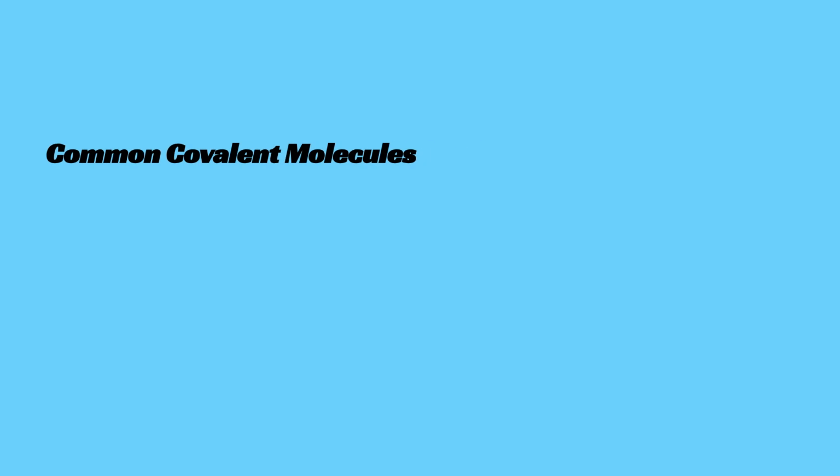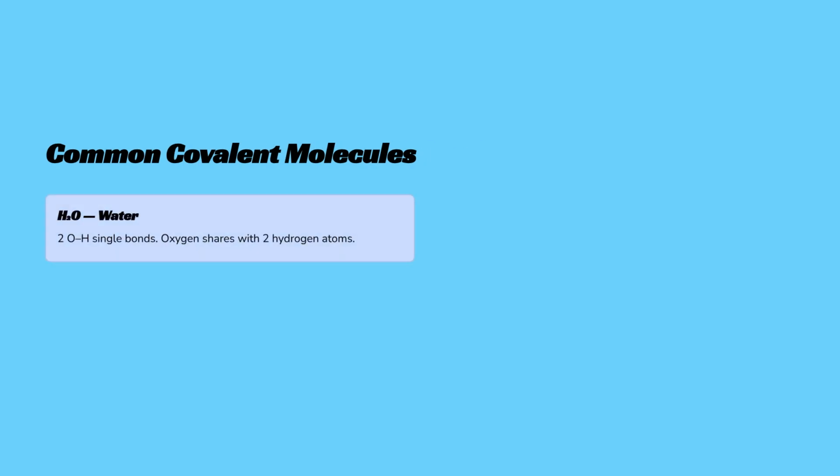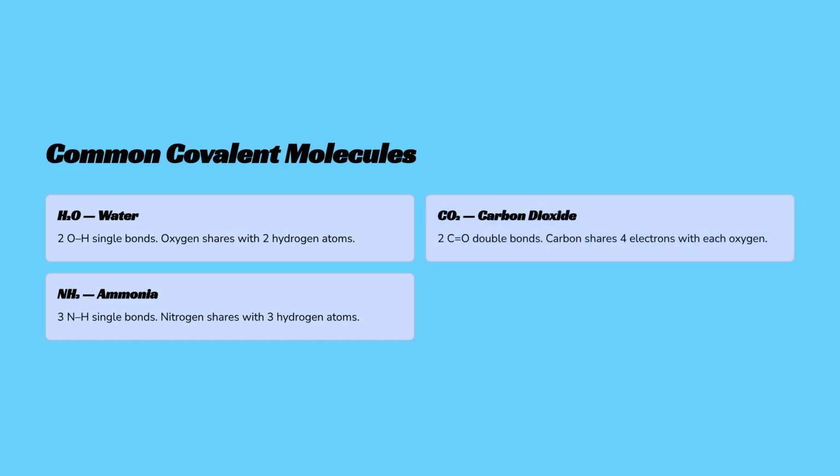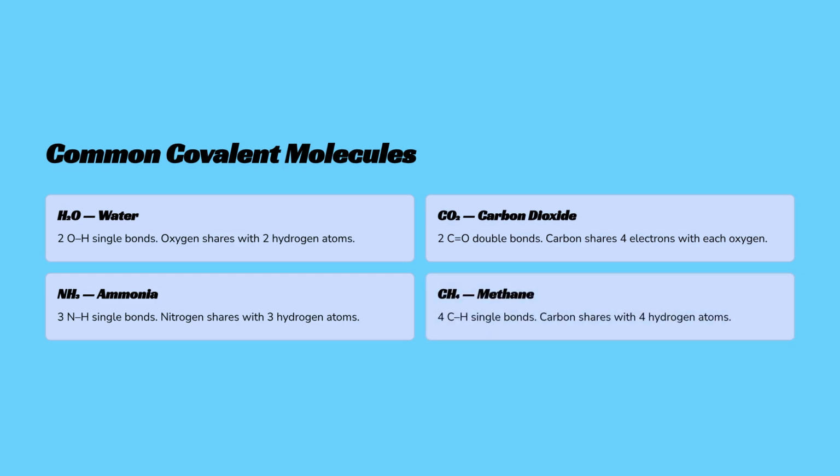Common covalent molecules include water, H2O, with 2 single O-H bonds, and ammonia, nitrogen trihydride, NH3, with 3 single N-H bonds. Carbon dioxide has 2 double bonds. Methane, carbon tetrahydride, CH4, forms 4 single C-H bonds.